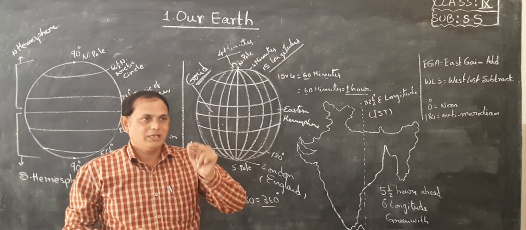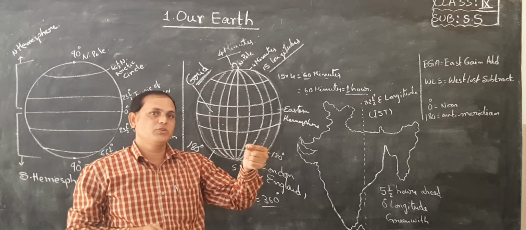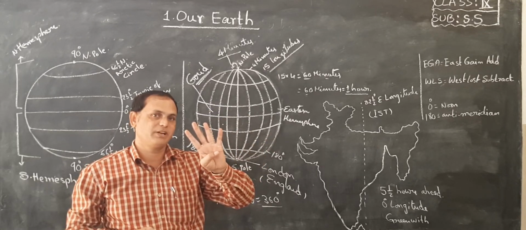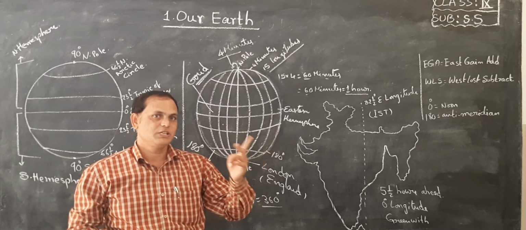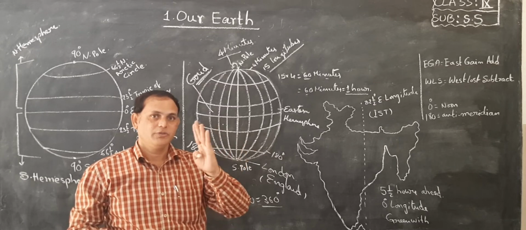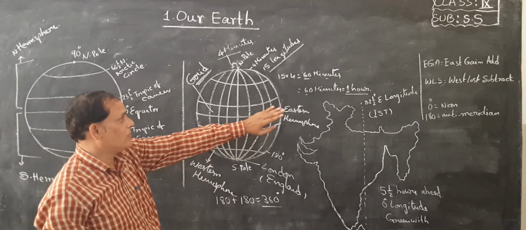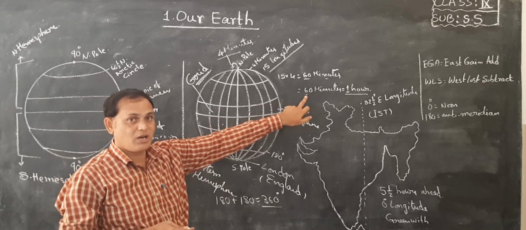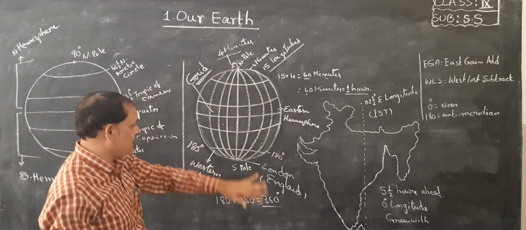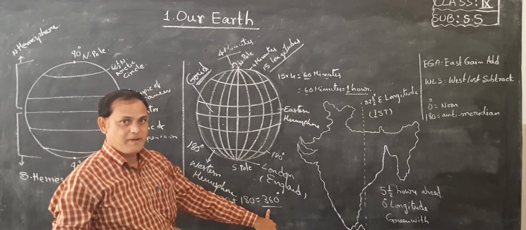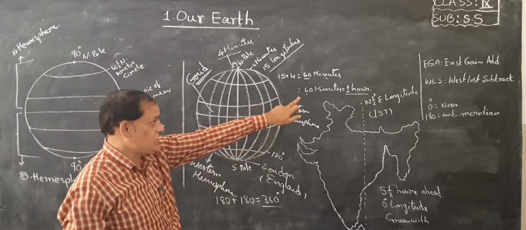Or from one longitude to another longitude, it will take 4 minutes of time. 4 into 15 longitudes, 15 longitudes means one time zone. Okay, children, don't confuse. Now 60 minutes means 1 hour. So the total how many longitudes are there? 360. Okay, children.